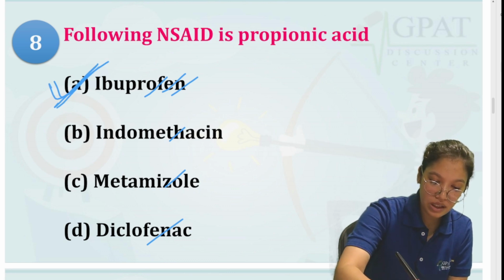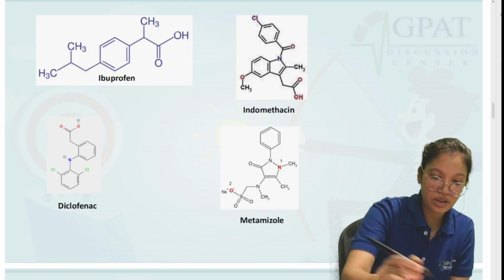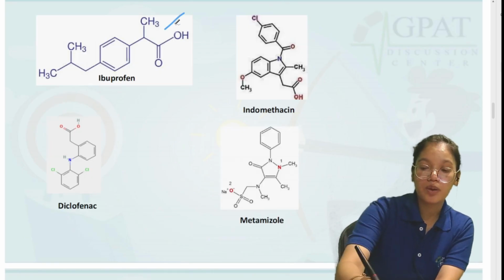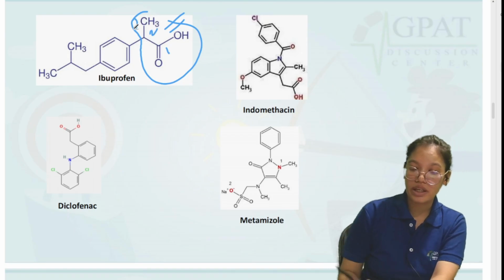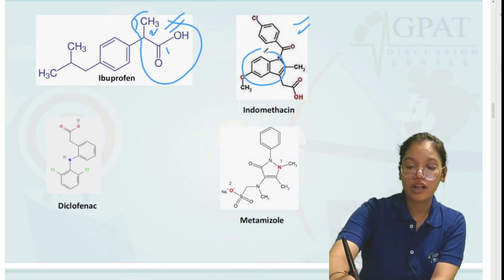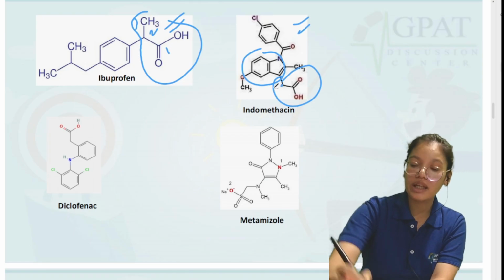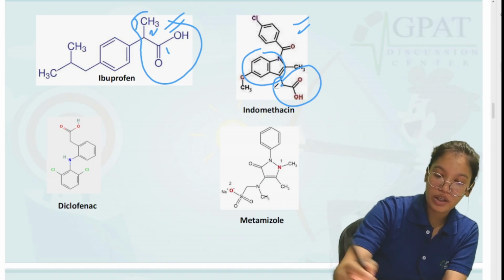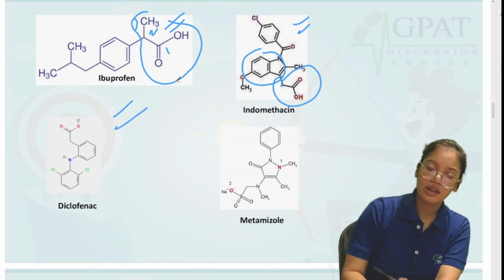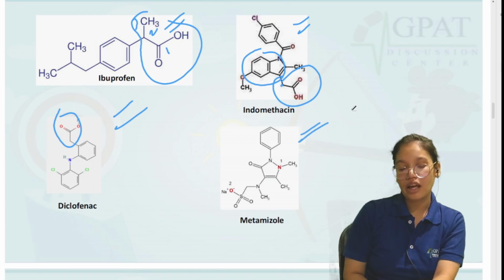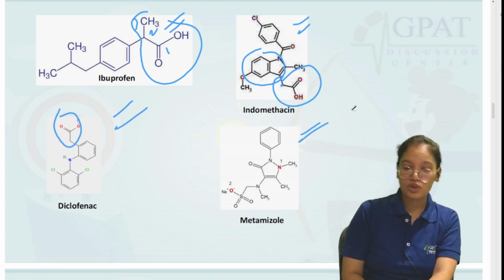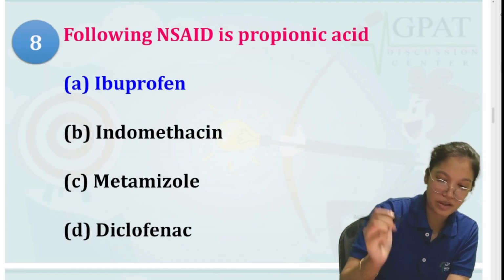Let me show you the structures of all the drugs so that you can relate. So here in ibuprofen, we have a propanoic acid, 1, 2, 3, okay. Then we have indomethacin, we have an indole ring with a methanoic acid, again methanoic, not a propanoic. Then diclofenac, again we have a methanoic acid. Then in metamizole we don't even have an acid group attached, so the answer will be ibuprofen.